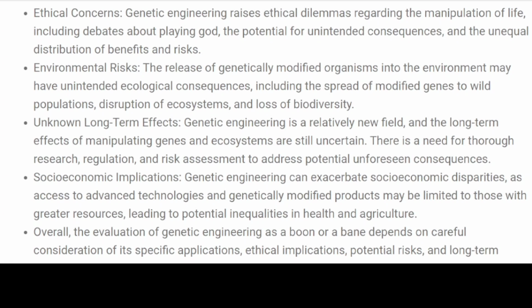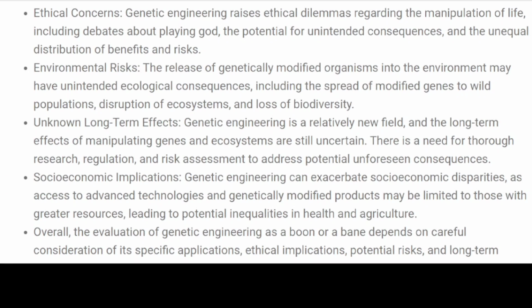Unknown long-term effects. Genetic engineering is a relatively new field, and the long-term effects of manipulating genes and ecosystems are still uncertain. There is a need for thorough research, regulation, and risk assessment to address potential unforeseen consequences. Socioeconomic implications: genetic engineering can exacerbate socioeconomic disparities, as access to advanced technologies and genetically modified products may be limited to those with greater resources, leading to potential inequalities in health and agriculture.